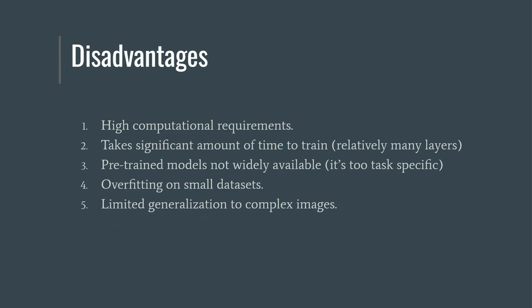But unlike all these advantages, there are also some disadvantages. UNet has high computational requirements. Sometimes it takes a significant amount of time because it has so many layers. That's why it takes more time than any other architecture. It also needs to upsample the data set. Sometimes with a small data set, it is prone to overfitting. Also, there is sometimes limited generalization to complex images.